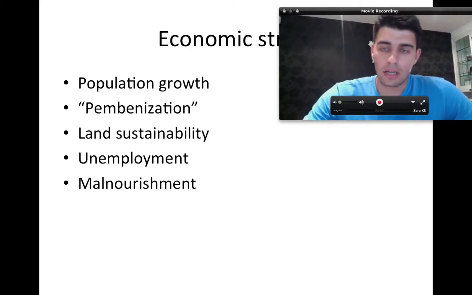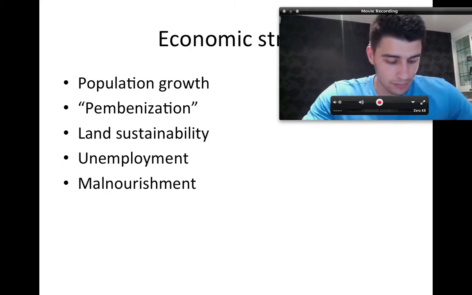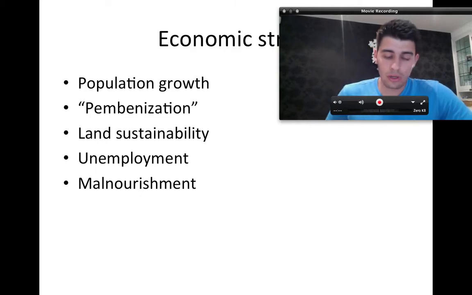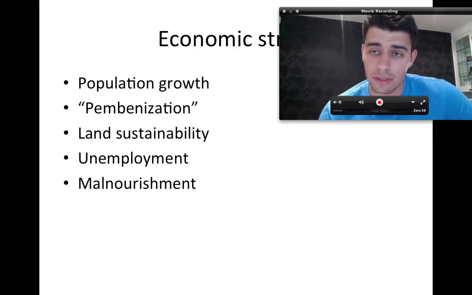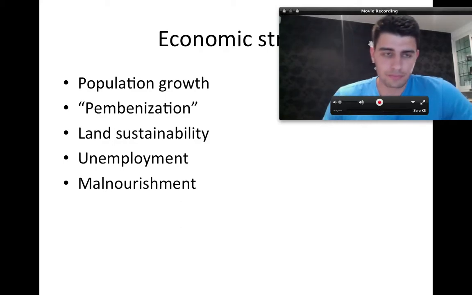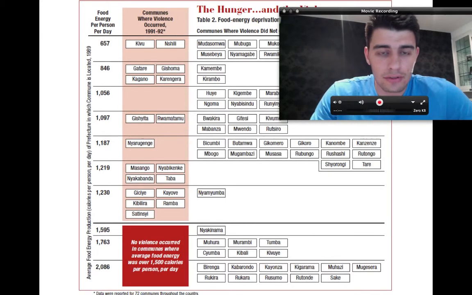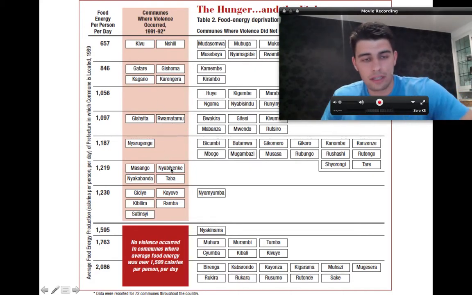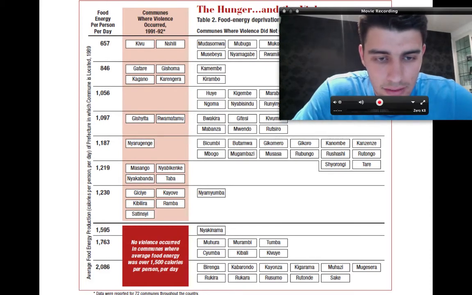And so James Gasana says that about 2/3 of the population at the time of the conflict were under-eating. They were becoming malnourished simply because they couldn't sustain themselves. So he has this interesting table here where he shows that, if you look at the bottom in the red area, there's no violence occurred in communes where average food energy was over 1,500 calories per person per day.